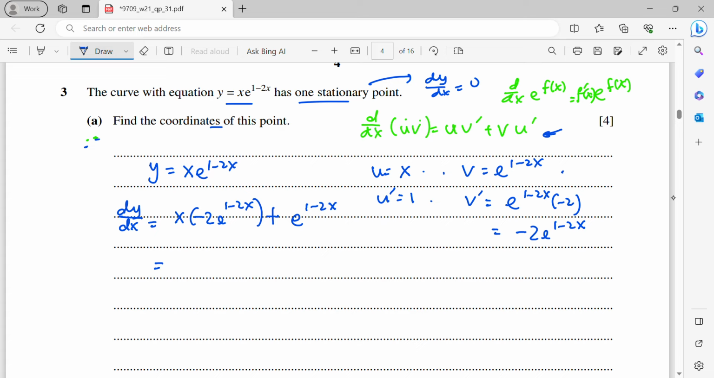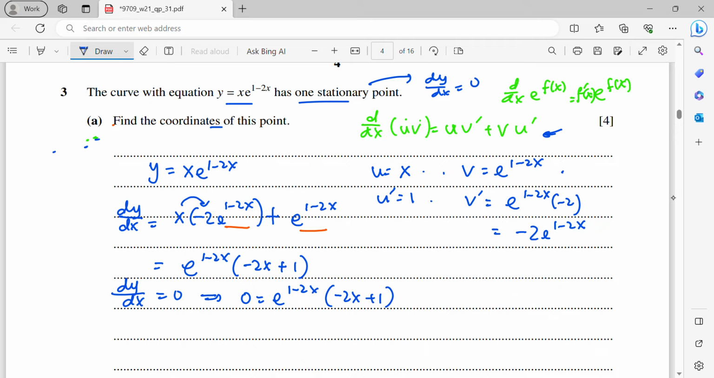Okay, then from here I notice that the common term is the exponential. So I will factorize the exponential, e to the power of 1 minus 2x. Then the first term, do expansion, you will get negative 2x. Last term will be plus 1. Okay, and stationary points means dy/dx equals 0. That means now 0 is e^(1 minus 2x) times bracket minus 2x plus 1. But we know that exponential cannot be 0. Exponential graph is always above 0. So this cannot be 0, which means negative 2x plus 1 will be 0. Hence, 2x is 1. Therefore, your x is going to be half.